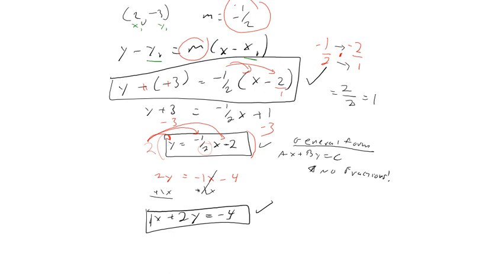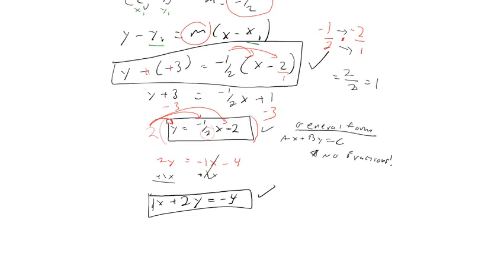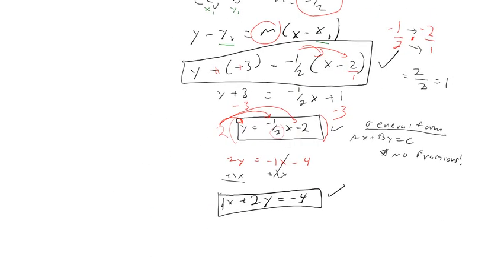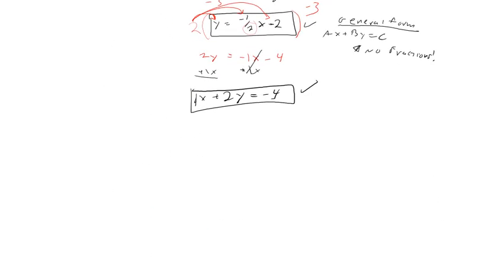Let me try another. Which one did I say? 29 or 31? Let's do 29. So, 29 says, same idea, find an equation through the point 6, -1, and the slope, it says, is undefined.